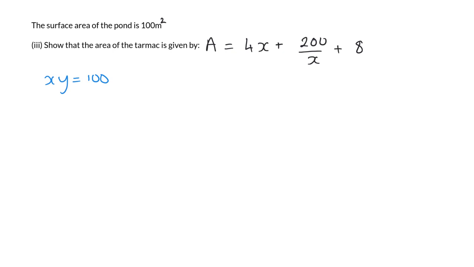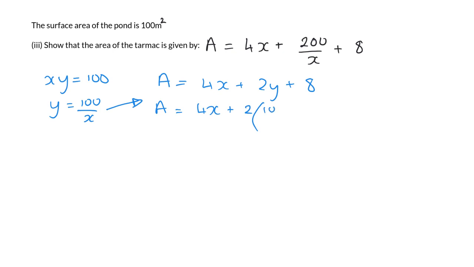And then the next part is asking about the area of the tarmac. We found in part two that the area of the tarmac was 4x plus 2y plus 8. We'll have to write this formula now all in terms of x. So I'm going to need to look at the one for the pond, and I can say y equals 100 over x. Now I'm going to substitute that into our area one. So A equals 4x plus 2 times 100 over x plus 8. So that's 4x plus 200 over x plus 8. Okay, so we've proved this formula.